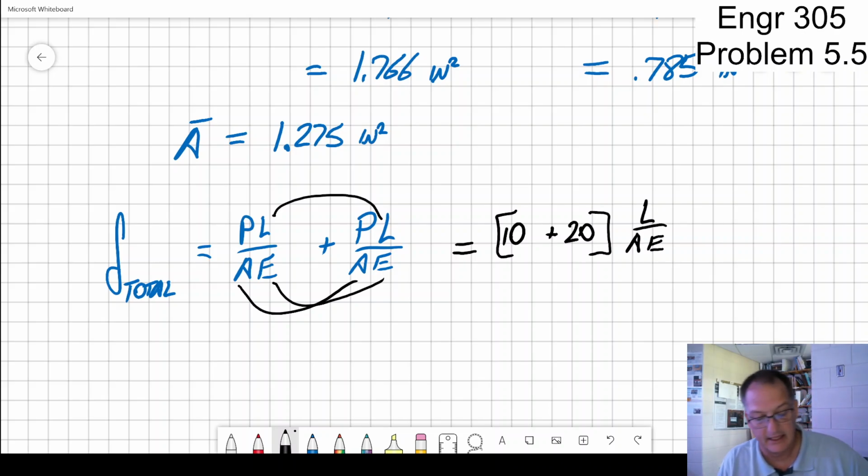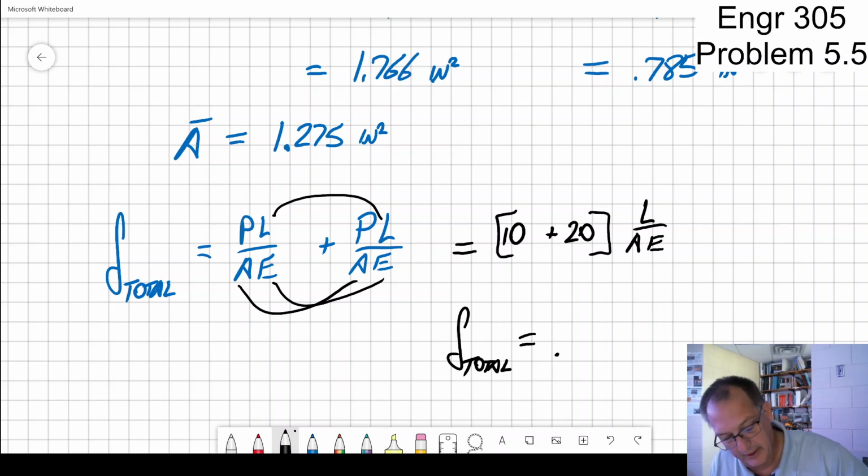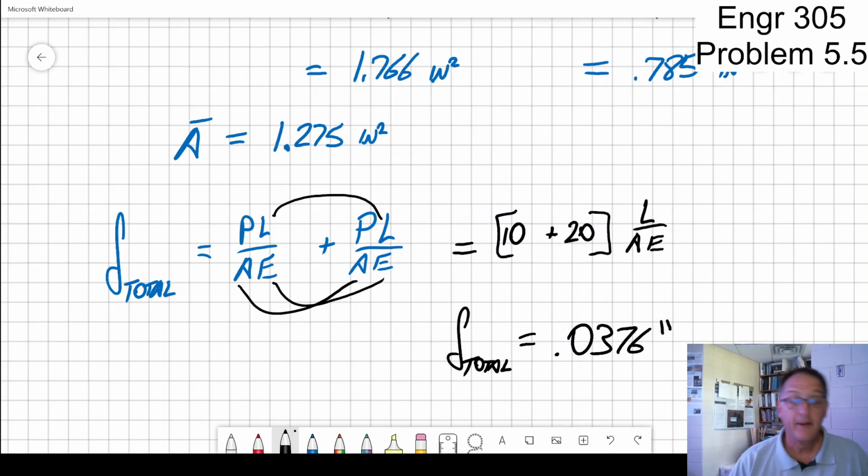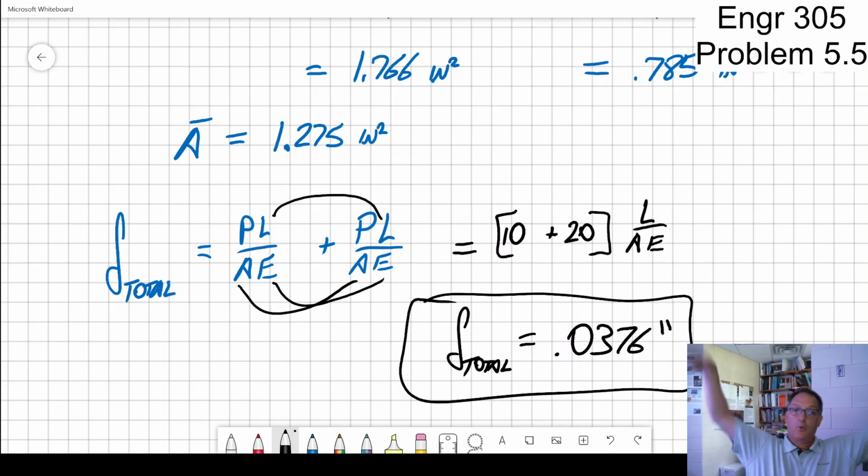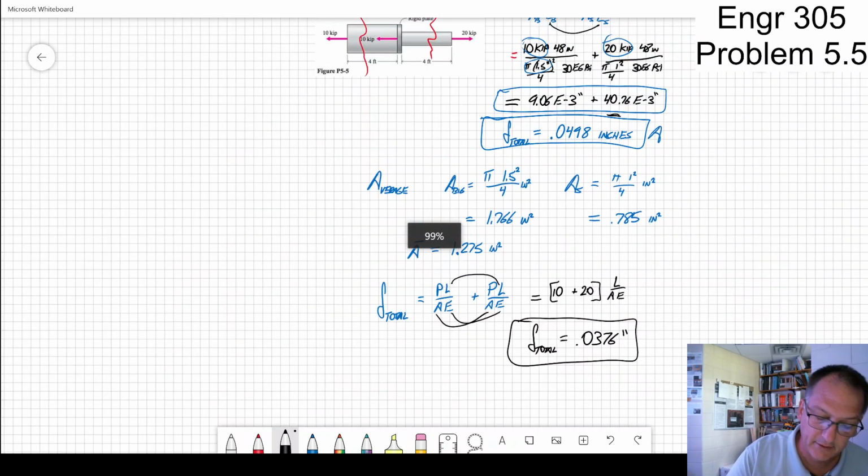And that's okay. I can calculate that. When I do that, I get delta total is equal to 0.0376 inches. Now, many of you would say, that's the end of the problem. I draw a box on it. Now I'm all good. Done. Woohoo! No. Think about your answer.